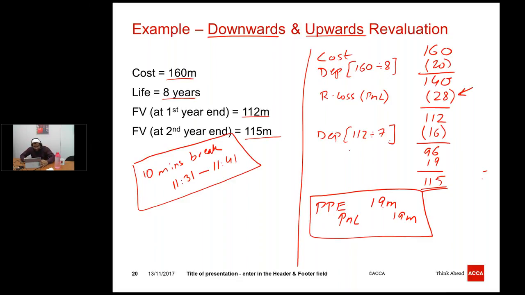Okay, everyone, welcome back. Meanwhile, there are a few questions. Harsh is saying, if the revaluation gain was 30 instead of 19, the excess would be 2 million. Yes, exactly, Harsh, you are right. You have got the point correctly.